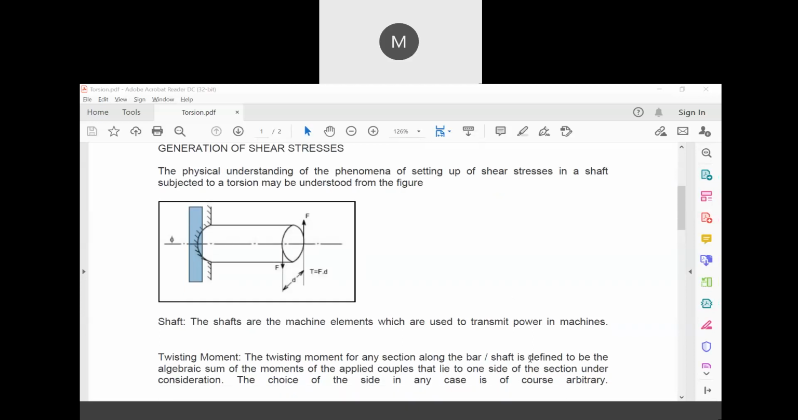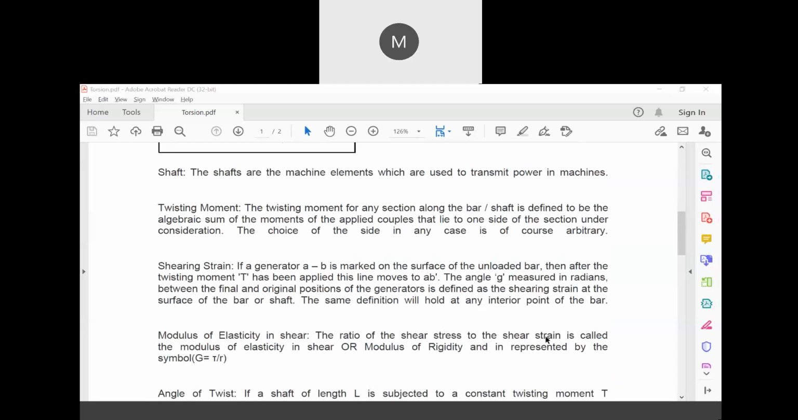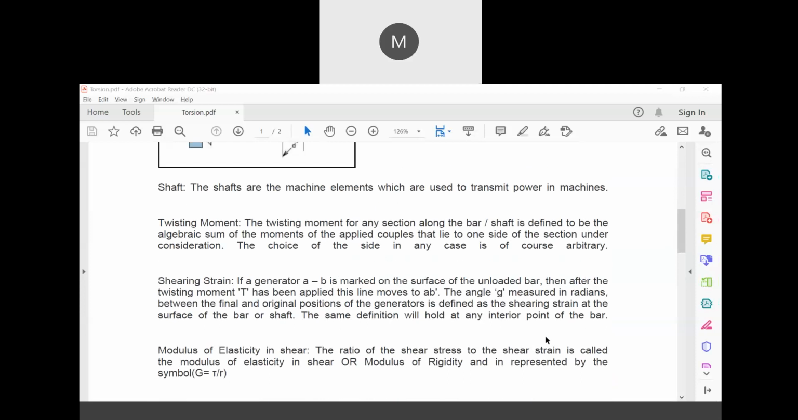For any section along the bar is defined to be what? The algebraic sum of all the moments of the applied couples that lie on one side of the section under consideration. That means what?